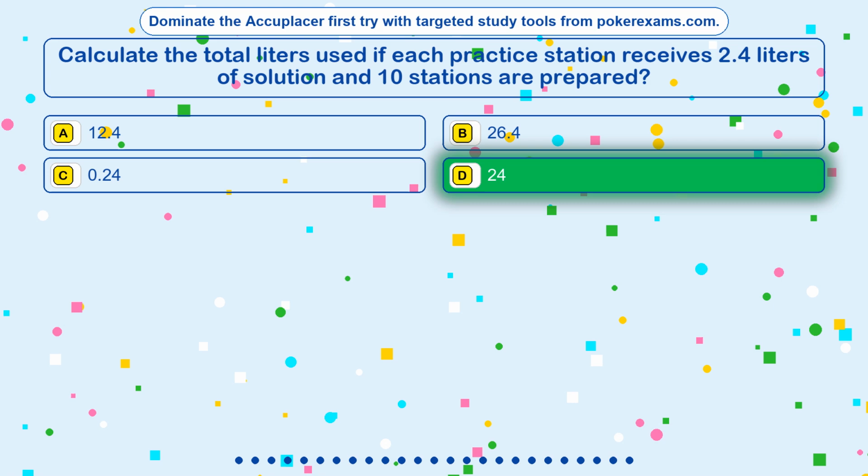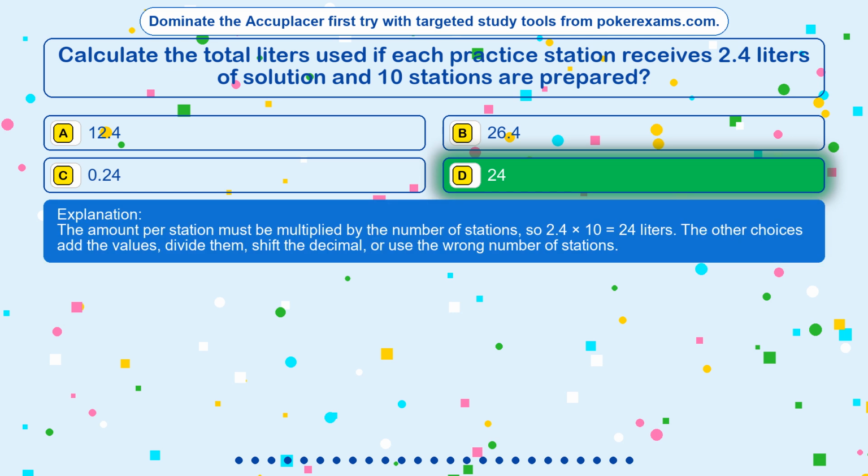The correct answer is option D, 24. The amount per station must be multiplied by the number of stations, so 2.4 times 10 equals 24 liters. The other choices add the values, divide them, shift the decimal, or use the wrong number of stations.